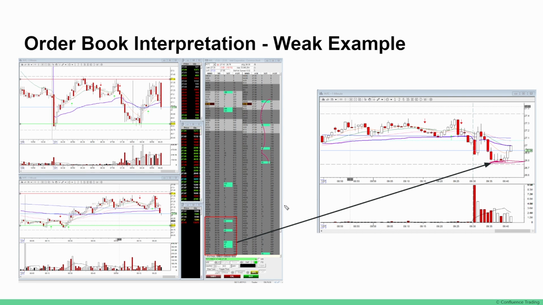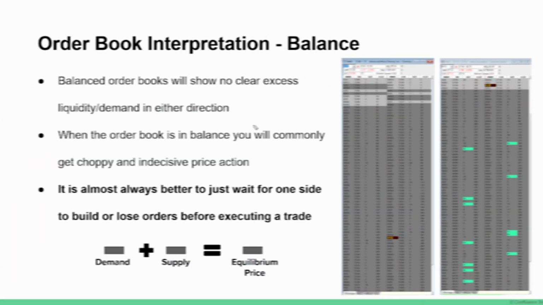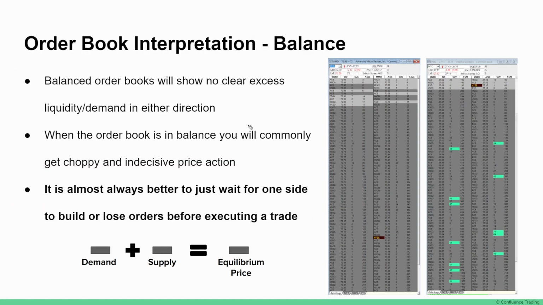Now let's get into how we interpret balance. Okay, so now we're going to get into our third order book interpretation scenario, which is balance. Balanced order books are going to show no clear imbalance or excess to either side, so neither supply nor demand. And when the order book is balanced, you will very commonly get choppy or indecisive price action. Because of that, it is almost always better to just wait for one side to either build or lose orders before you execute a trade.